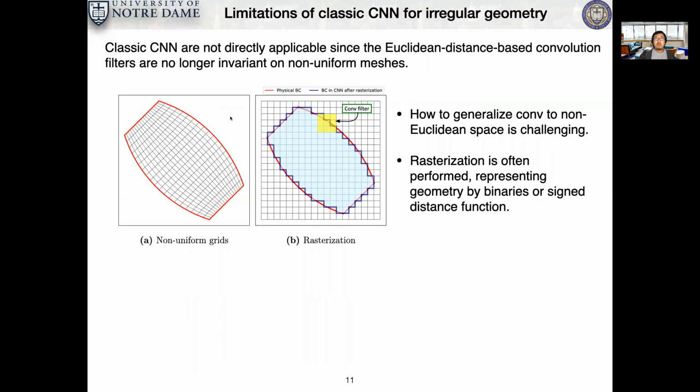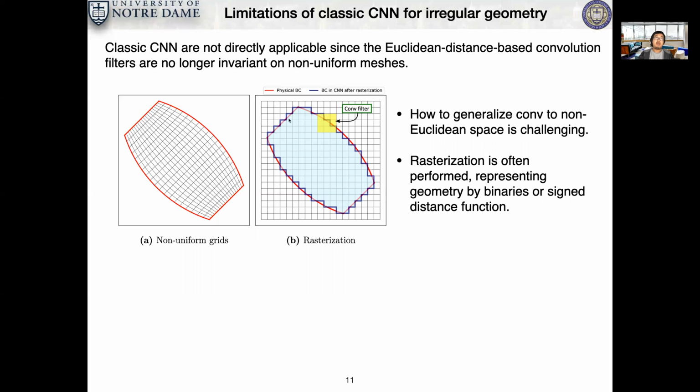So to enable the use of the classic CNN backbones, usually people do this so-called rasterization, okay? They pre-process the data in most data-driven CNN scenarios. It converts this irregular domain, irregular shape, into uniform grid images. And the geometry is typically represented by binaries or signed distance functions, as shown in this figure.